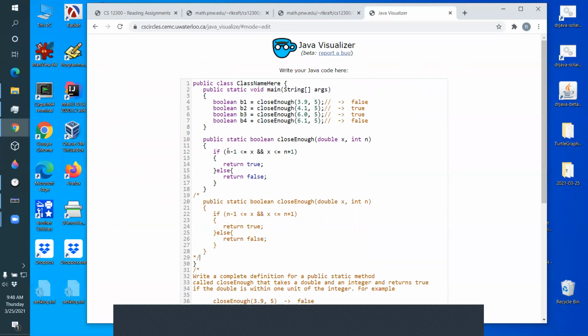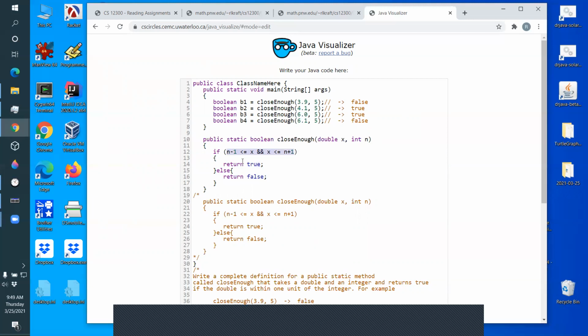If this is a true statement, remember, the way if statements work is if this is a true statement, you do what's in this part. But if this is a false statement, you do what's in this part. Okay, that's how if statements work. But notice that if this is a true statement, I'm returning true. So that means if this is true, I'm returning true. So that means I'm returning this thing.